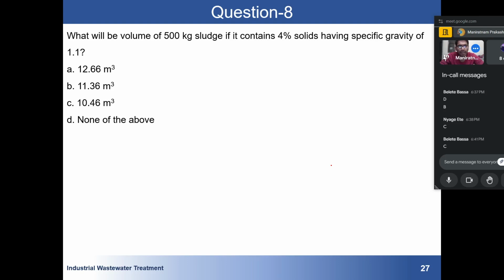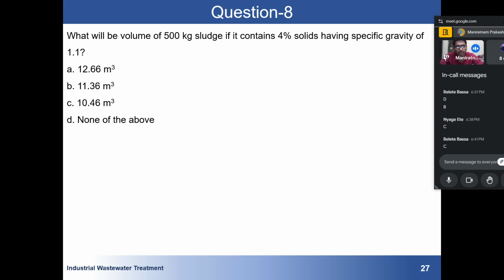Take your time and solve it. The current time is 43. I will wait till 45, then reveal the solution. This is a very simple question.